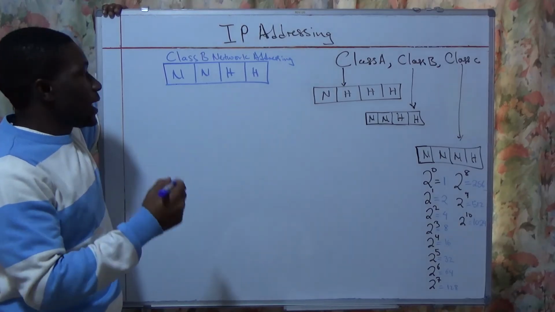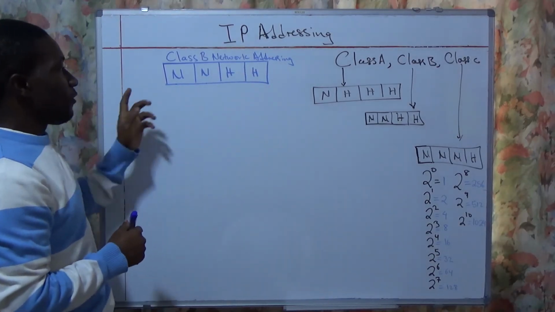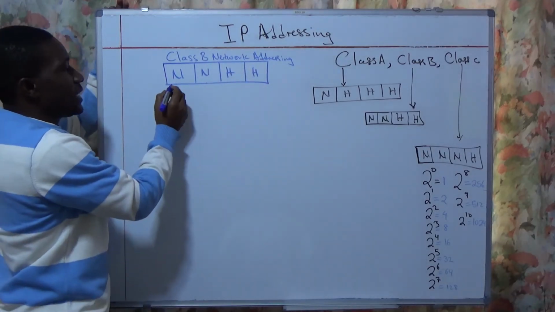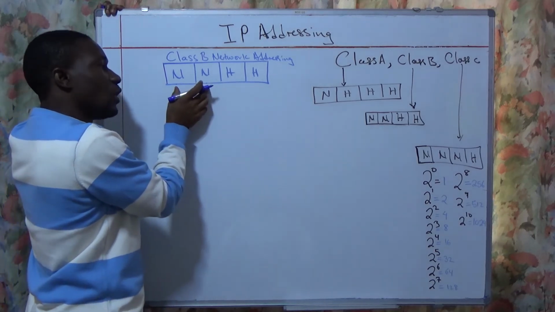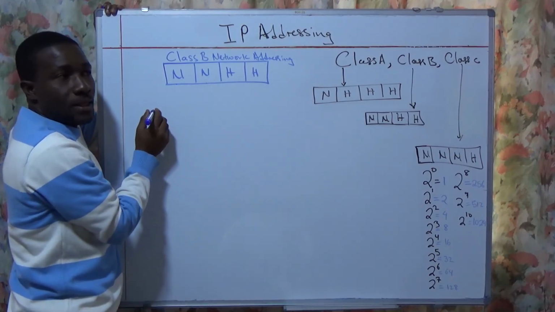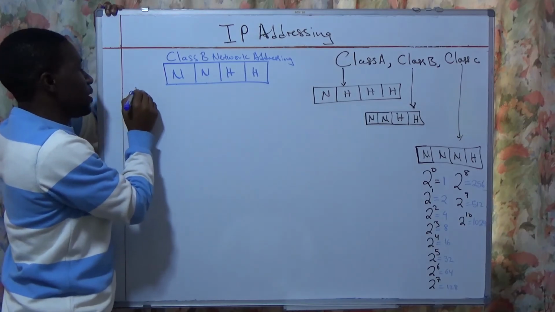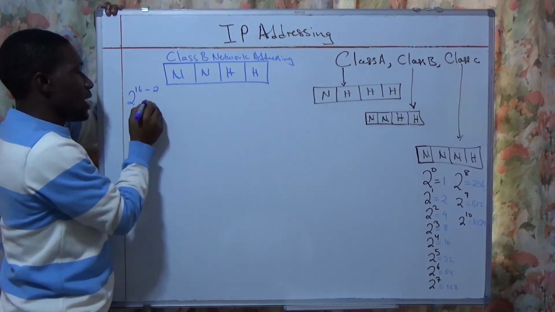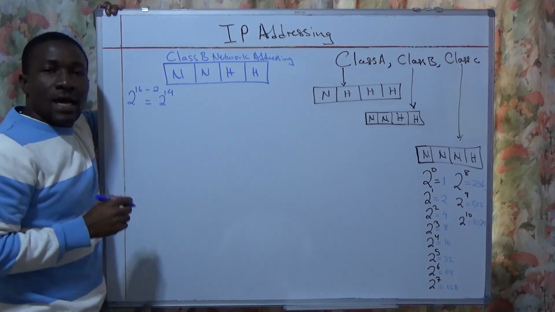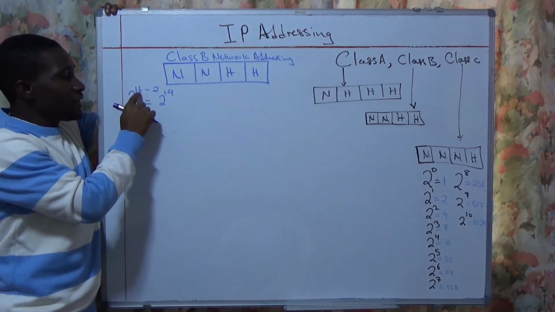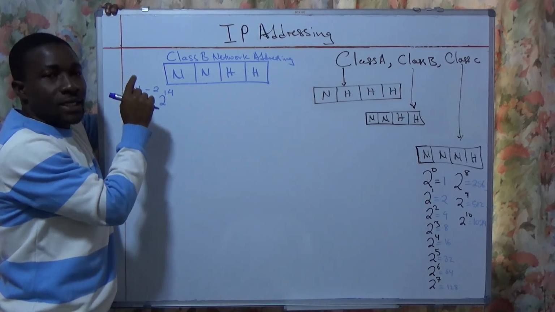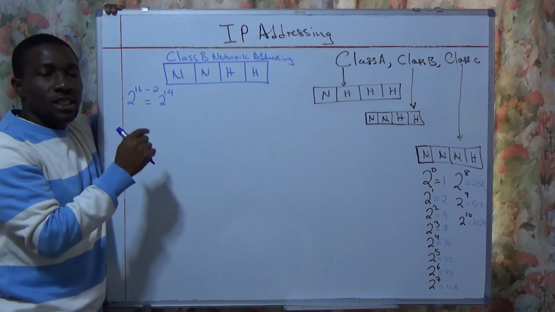Now, let us see class B network addressing. To determine the number of network addresses we have in class B, we can see that in class B, we have 2 octets for network addressing and 2 octets for host addresses. Which will give us 2 to the power 16 minus 2, and that will give us 2 to the power 14. At this point, we have subtracted 2 because it's a reserve made by the Institute of Electrical and Electronics Engineers.